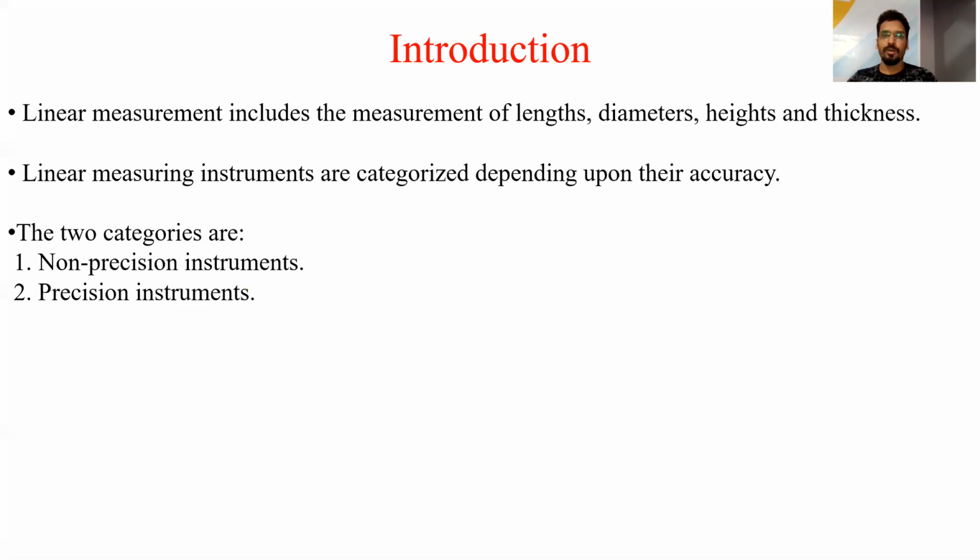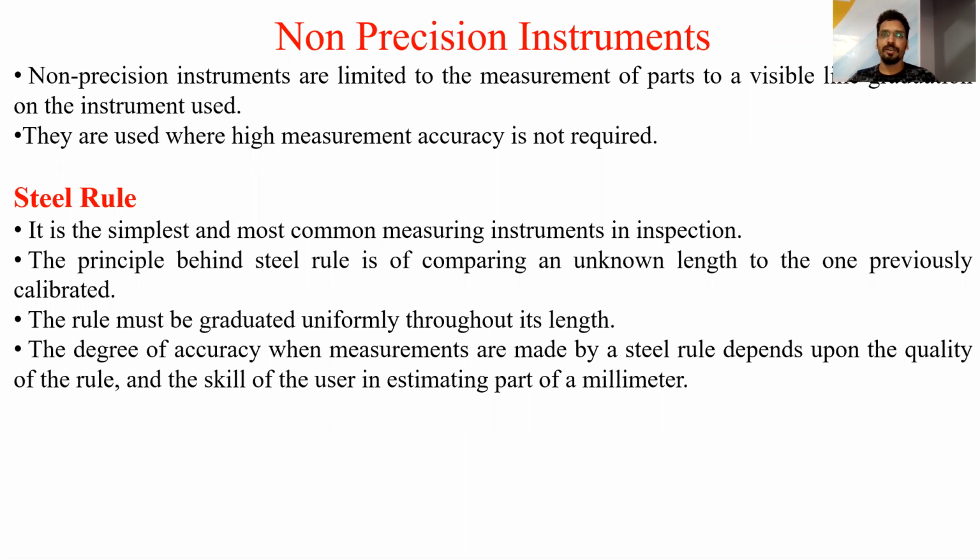Linear measurement instruments are categorized depending upon their accuracy. There are two categories in which they are divided. The first category is non-precision instruments and the second one is precision instruments. First we will discuss non-precision instruments. Non-precision instruments are limited to the measurement of a part to a visible line graduation on the instrument used.